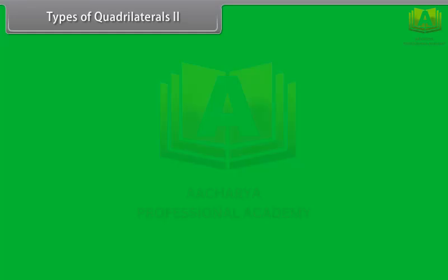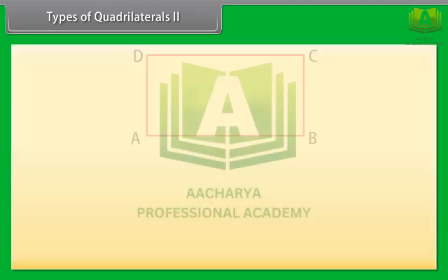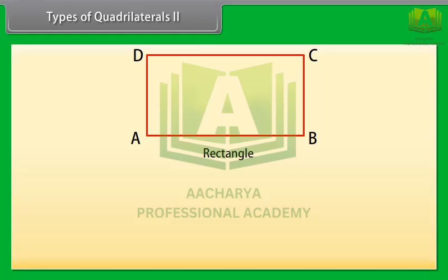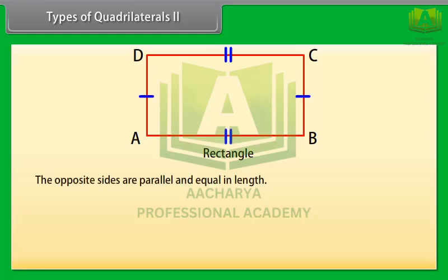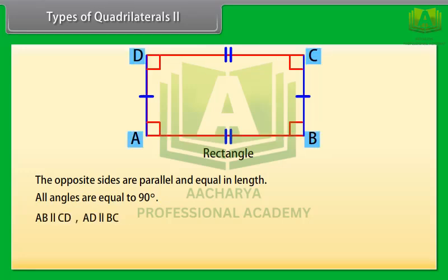Types of quadrilaterals. 2. Now come to rectangle. In rectangle, the opposite sides are parallel and equal in length, and all angles are equal to 90 degrees. Here, AB is parallel to CD and AD is parallel to BC. And the angles A, B, C and D are of 90 degrees. So, ABCD is a rectangle.